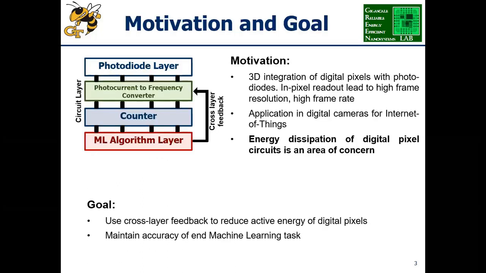So in terms of motivation and goal, digital pixel cameras allow pixel parallel readout, or more specifically, the digital pixel circuits themselves allow pixel parallel readout. As a result, they show potential for very high frame rates and high resolution. As such, they're very attractive for application in IoT edge devices. And with 3D integration and feasibility of including a processing engine within the camera platform, in-sensor machine learning is a definite possibility. However, the active energy consumption of digital pixel circuits in such systems can increase significantly as we target such high frame rates. So this becomes an area of concern.